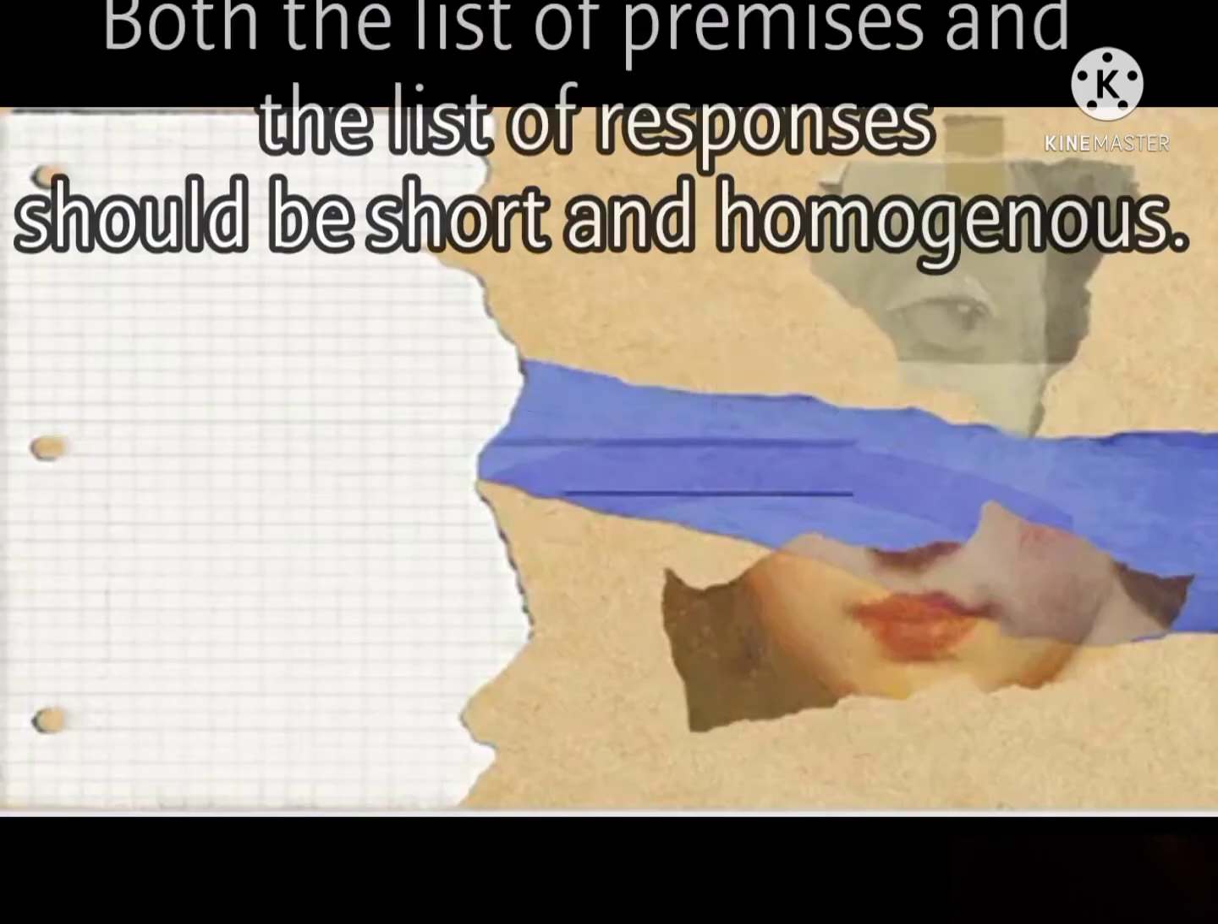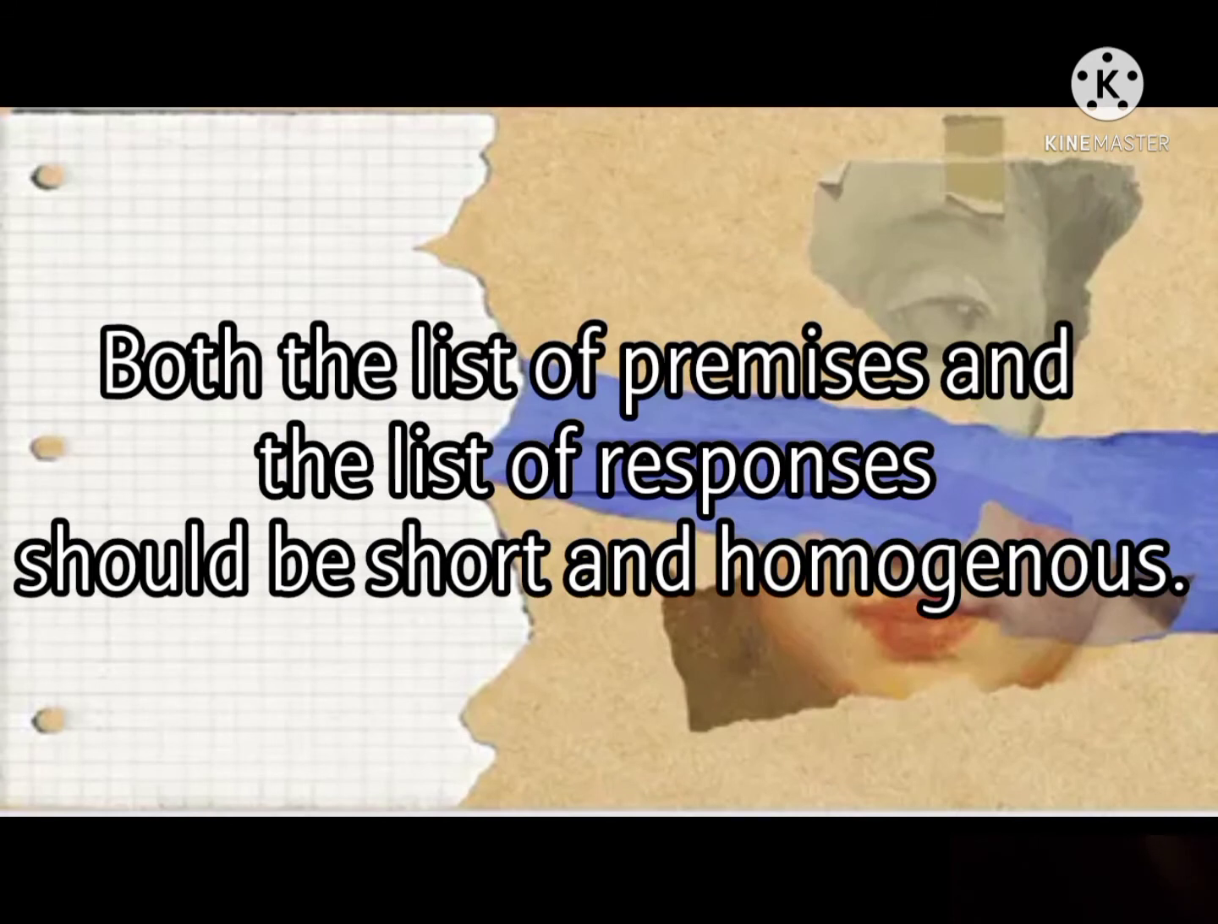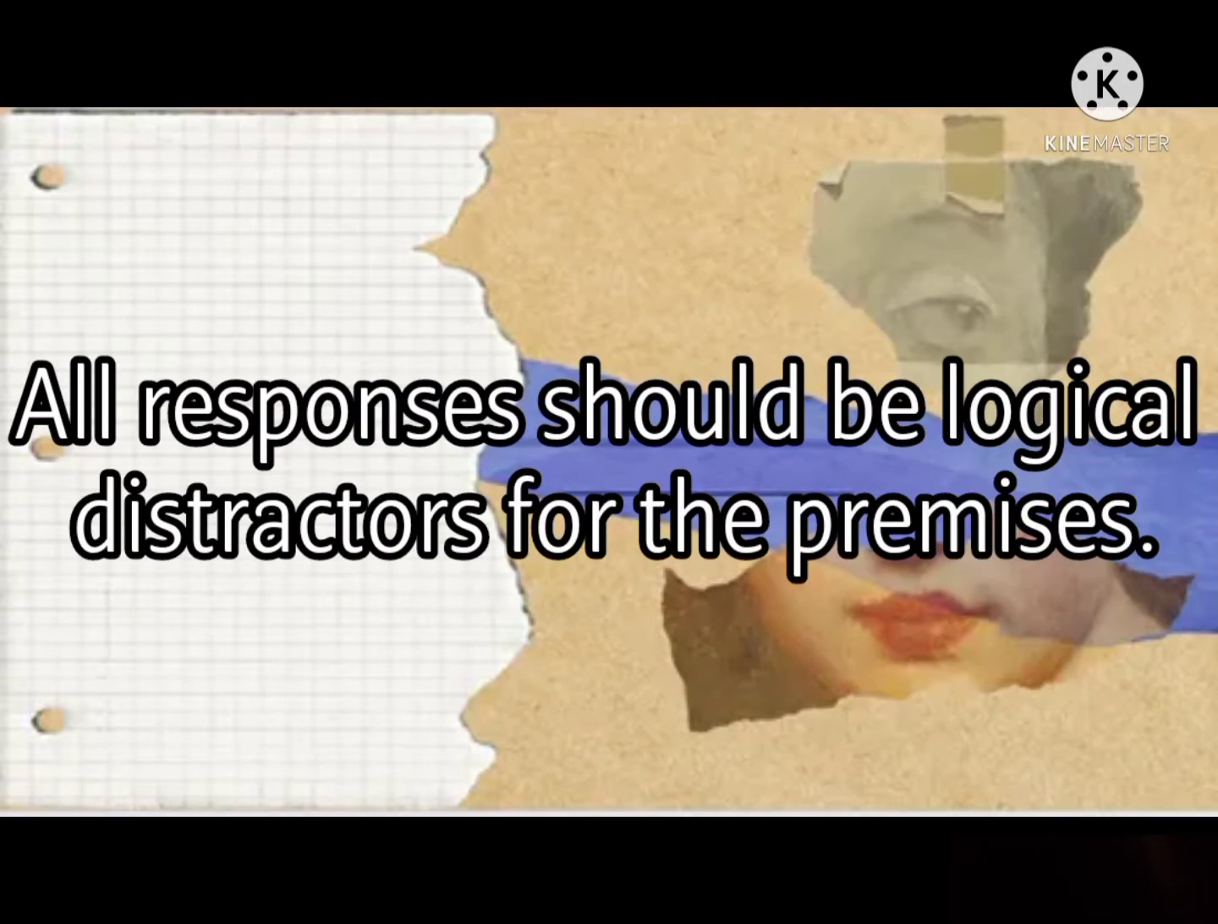Number 4, both the list of premises and the list of responses should be short and homogeneous. In other words, do not put too many items on each matching question. Number 5, all responses should be logical distractors for the premises. In other words, if you are testing authors with their works, do not throw in a term with its definition.